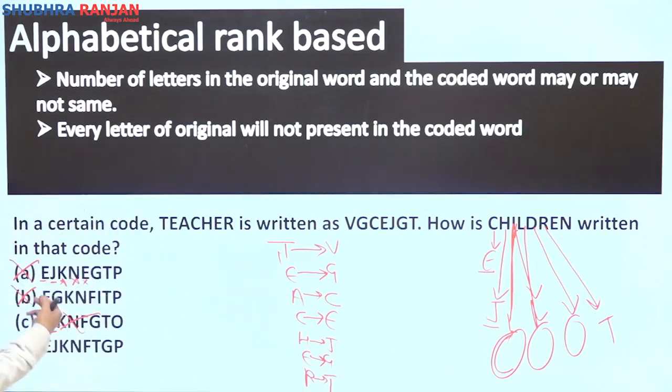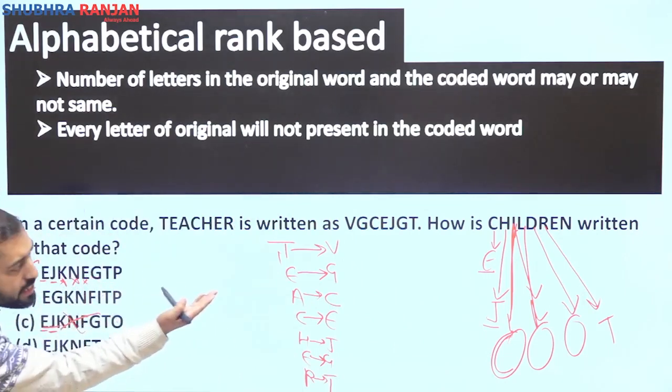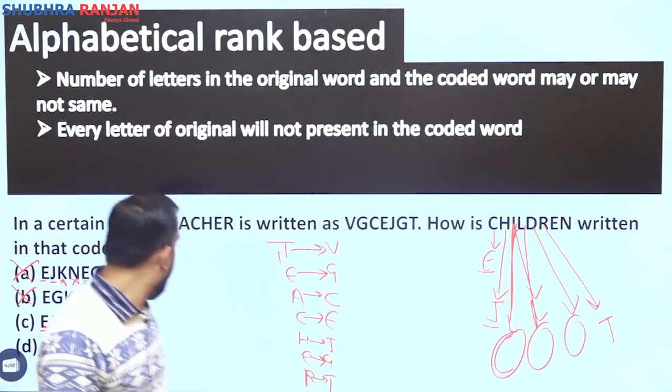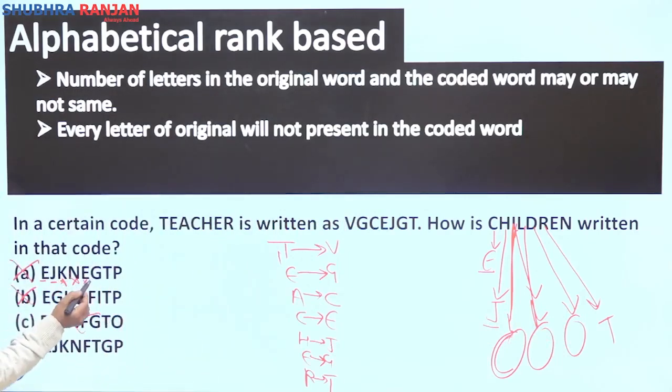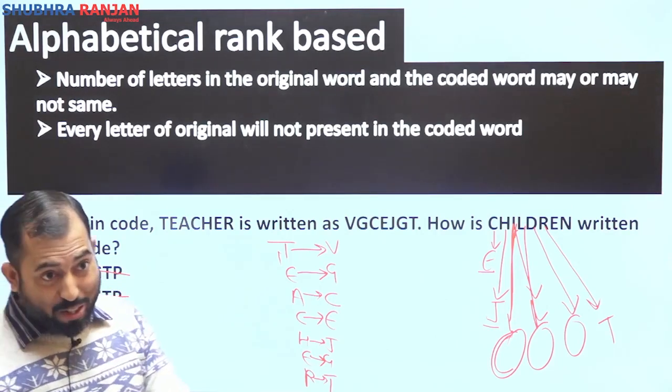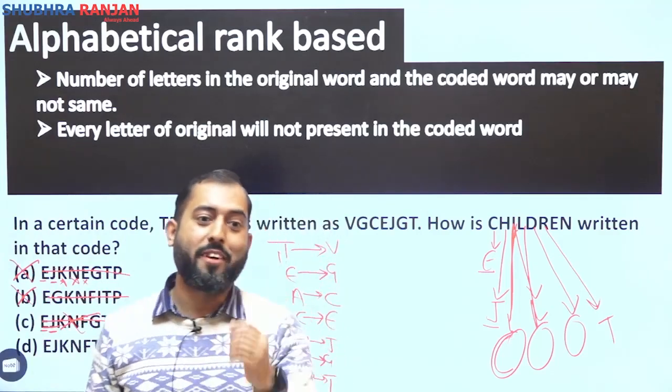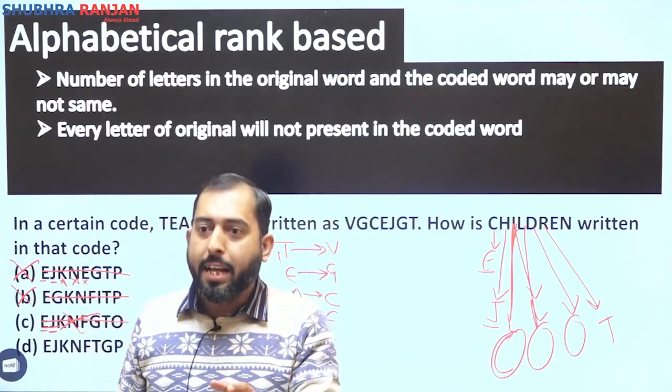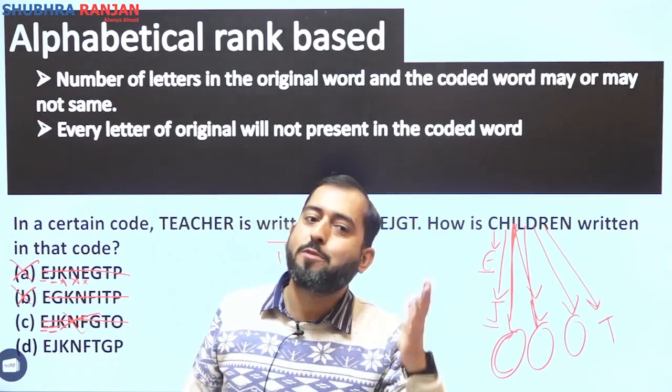Now the same is the situation over here. I want the sixth letter to be T. The sixth letter over here is not T. 1, 2, 3, 4, 5, 6, not T. Same for the next two options. We are left with only one option. So we can answer this question with the help of direct replacement as well. But see, this is by chance we got the right answer.